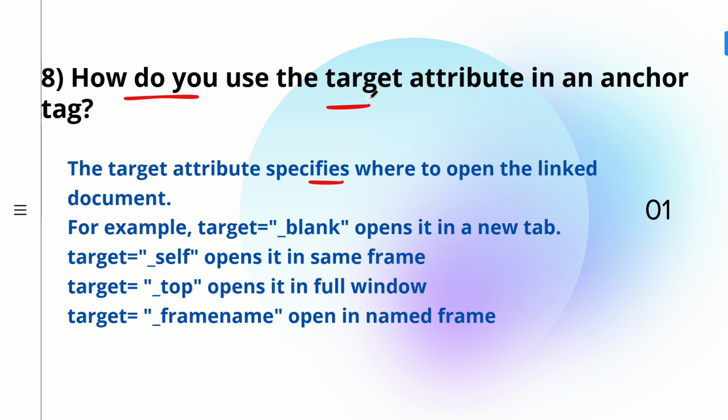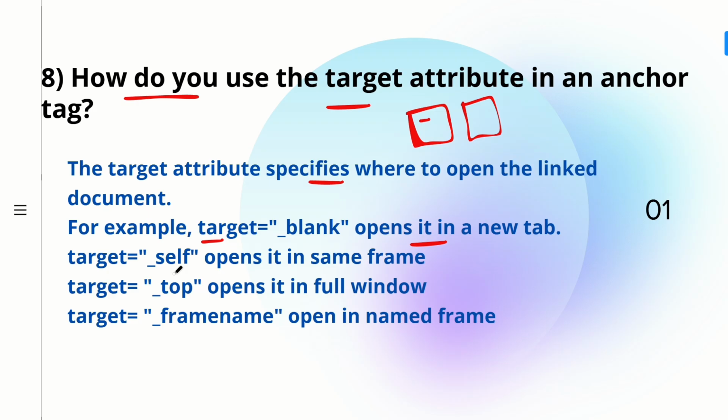So for that we have to make use of the target attribute. For example, if we just write target is equal to _blank, it opens the website in a new tab. Let us suppose that this is your tab, and here you have a link. But if you write _blank, then the new website which you have given the link to in the href attribute will be opened in a new tab.